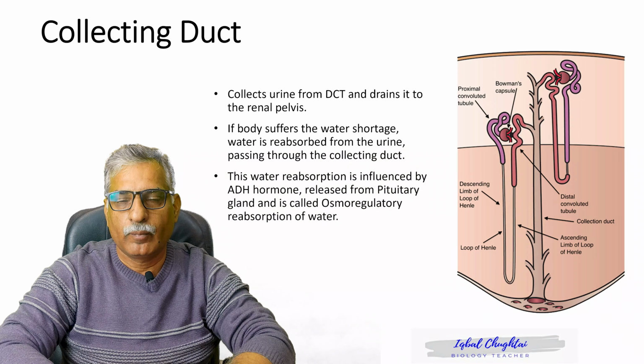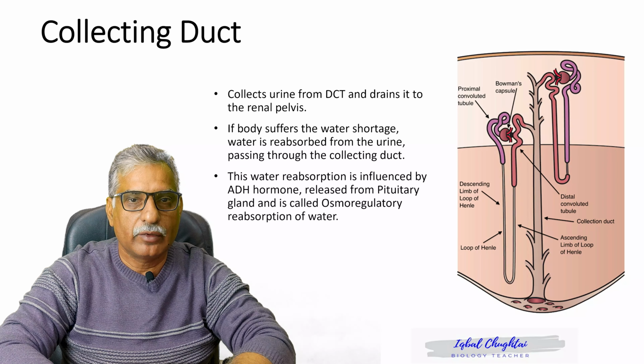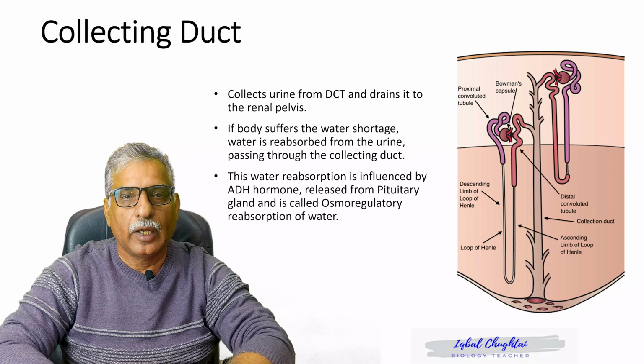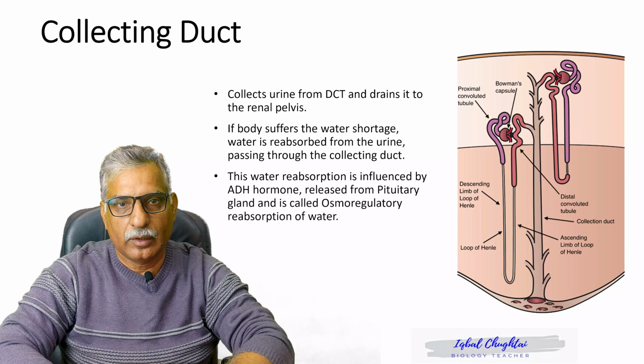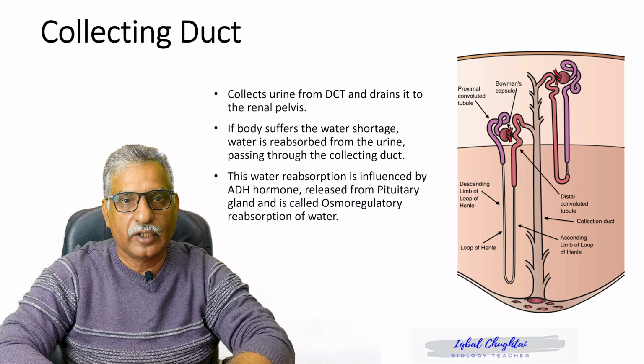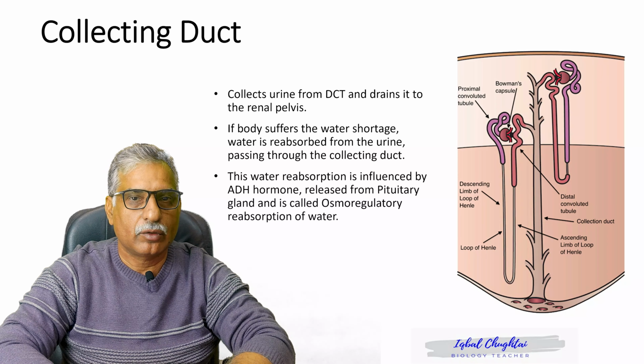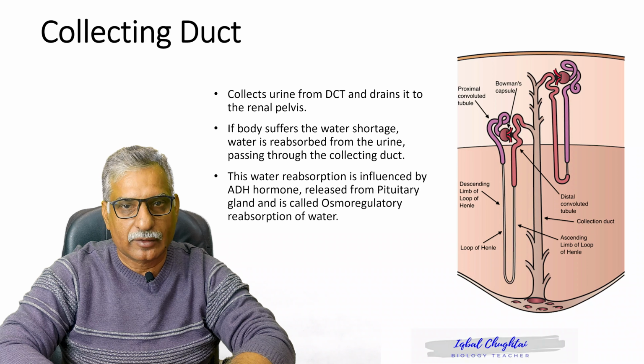Now remember one thing, there is another possibility of water reabsorption into the bloodstream through the collecting duct, but this is known as osmoregulatory reabsorption of water influenced by ADH hormone. If there is a shortage of water in the body, and still after the reabsorption of water by the end of the distal convoluted tubule there is a shortage of water, then water can be reabsorbed from the urine running through the collecting duct.